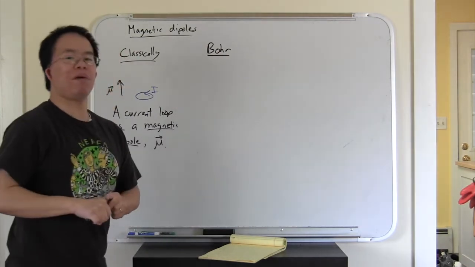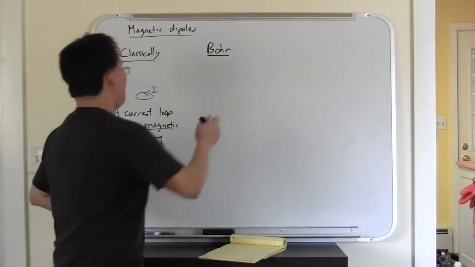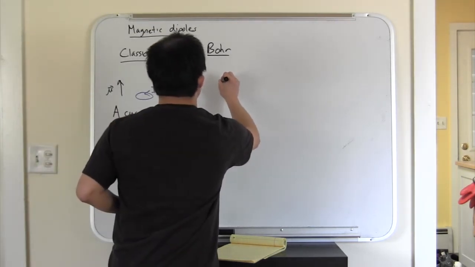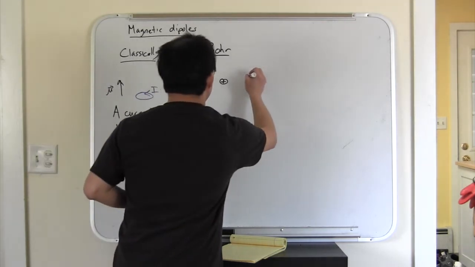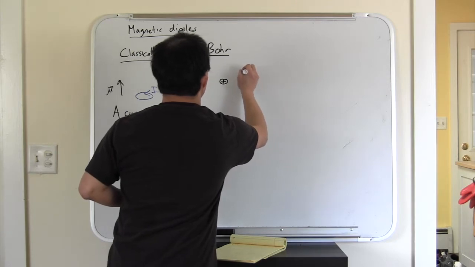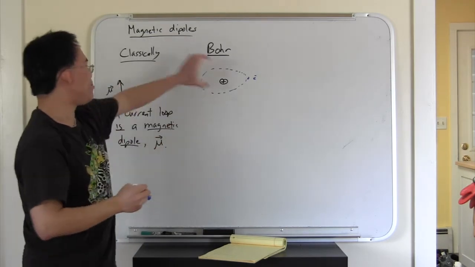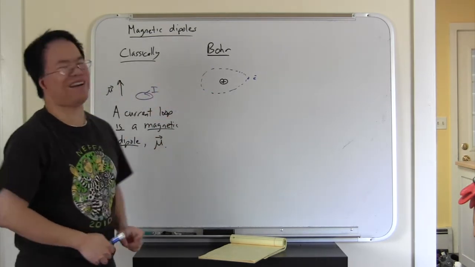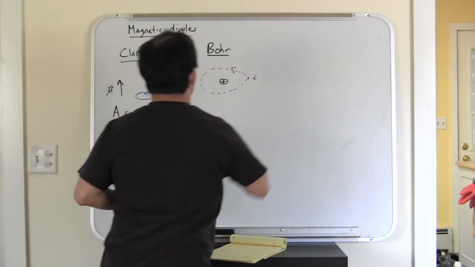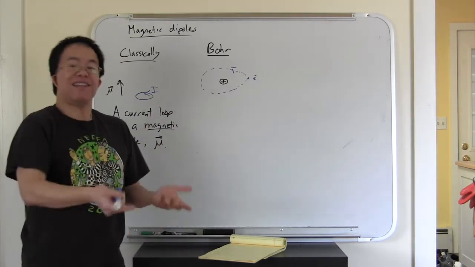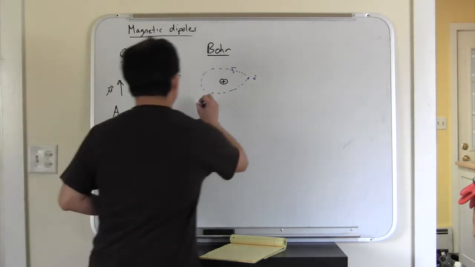Right. So in the Bohr model, we have an electron that's orbiting a proton. Let me try to draw that. I have my proton here, and I'll use a different color for my electron. I'm trying to draw an orbit in 3D, which is why I draw it in profile. It's not actually an oval. But if this electron is going around in an orbit, then it essentially forms a current. So, orbiting electron.